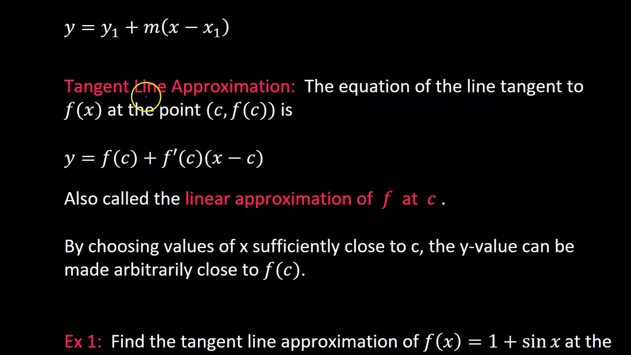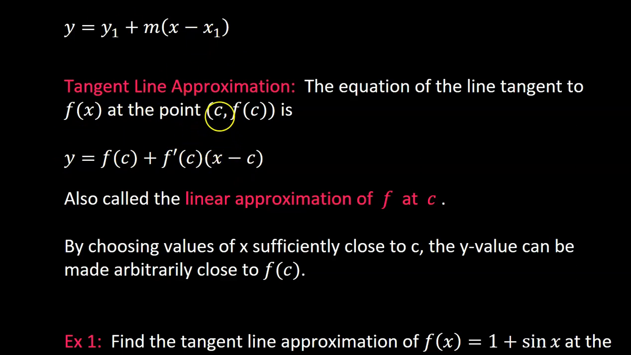So here it comes, tangent line approximation. The equation of the line tangent to f of x at the point c comma f at c is this, y equals f at c plus f prime at c times x minus c. Now quick, look back at our point-slope form. I want you to see that these are the same thing.